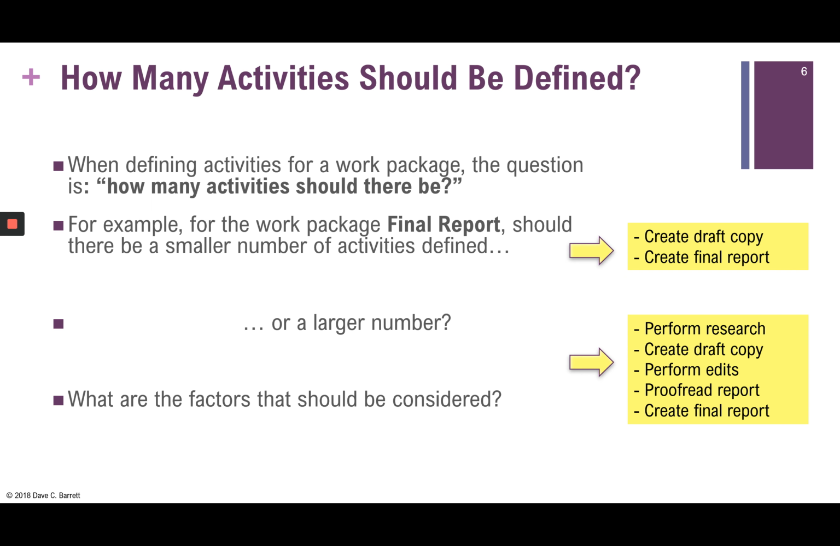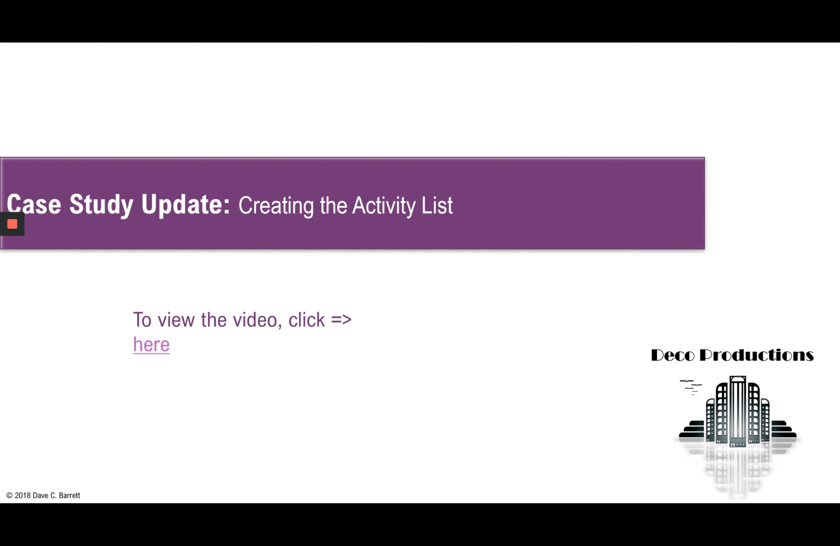And each activity should have an identifiable person or group who will be responsible for its completion. If you find yourself having an activity where somebody does the first half of it and then somebody else does the second half of it, it's probably two activities. You should have a single person or group performing the work on a given activity. So there's various factors that go into it. At this point, please pause this video, refer to your textbook, and read the case study update, creating the activity list. So do that and then come on back here.